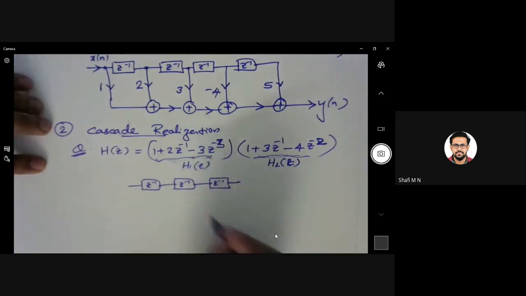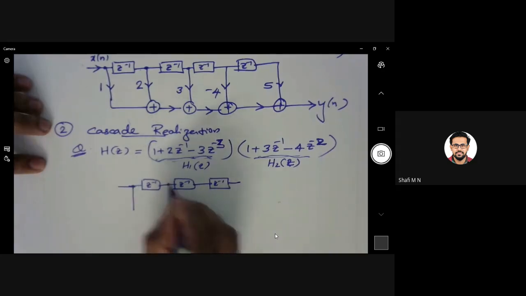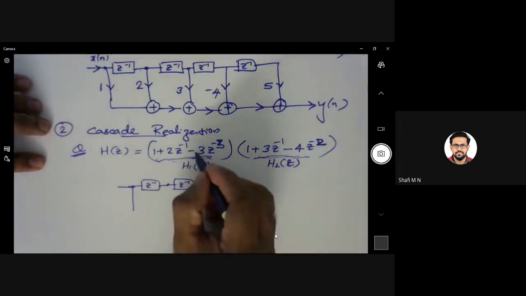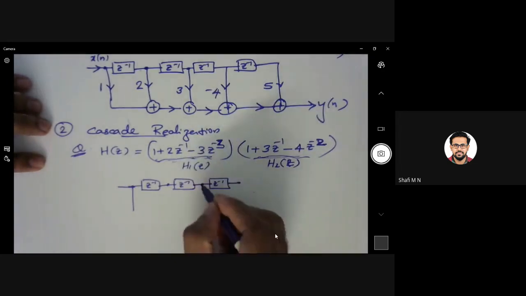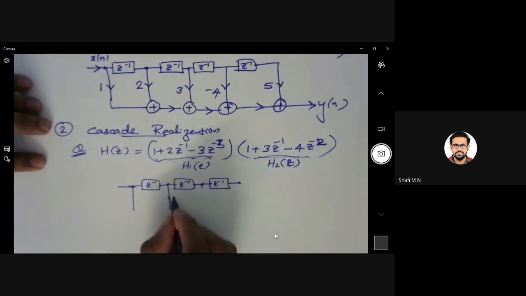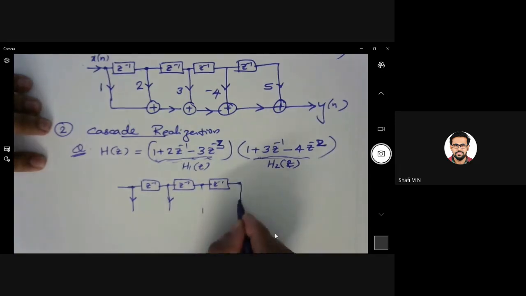Now how many tappings can you make? You can tap from here: 1, 2, 3, 4 tappings. So you need 4 coefficients. But the coefficient of z^-2 is 0, so no need to do tapping over here. You do the tapping from here. Here the coefficient will be 0.